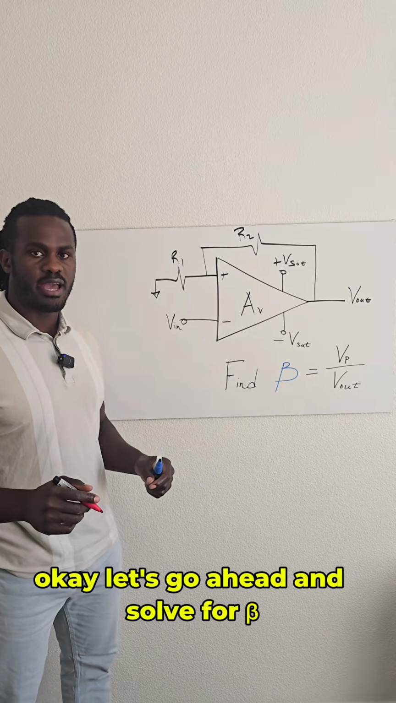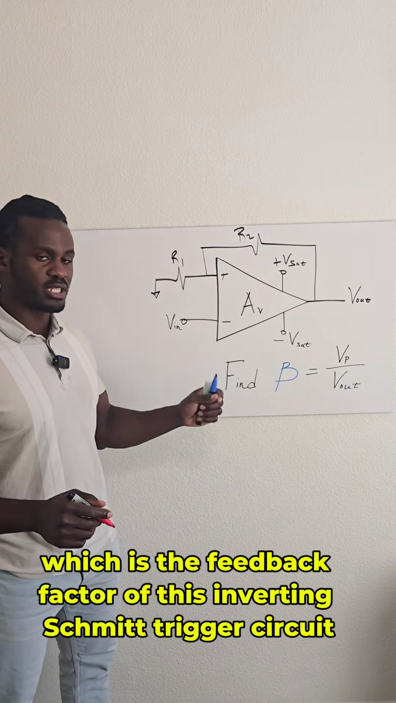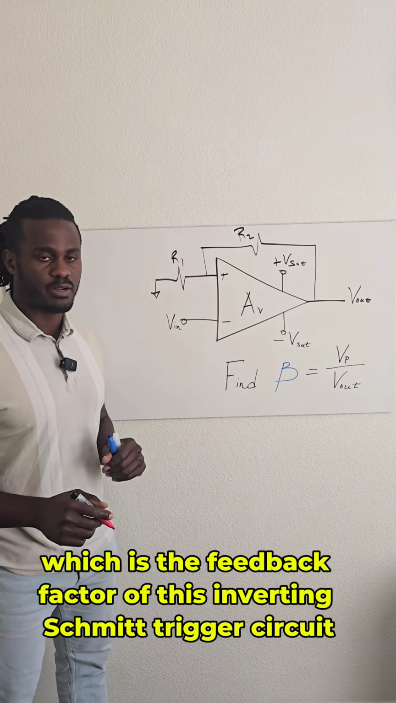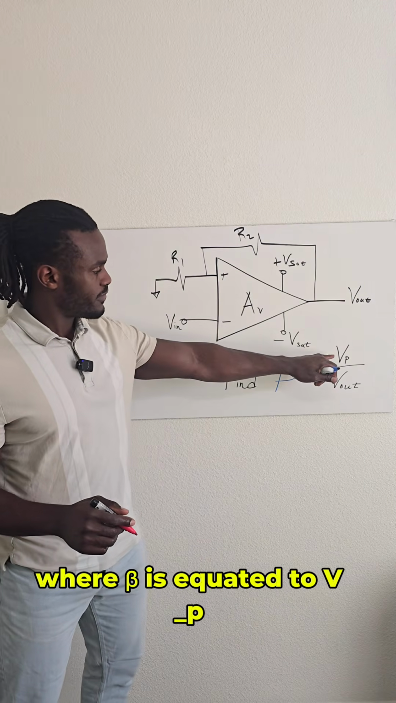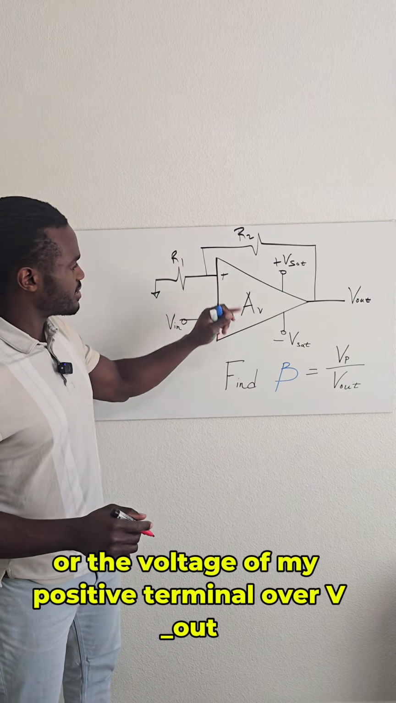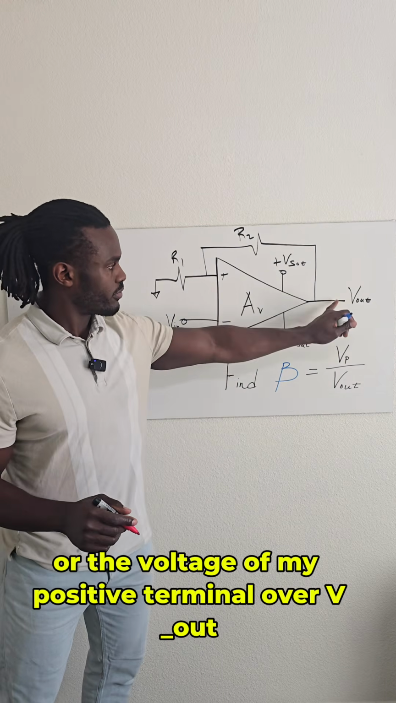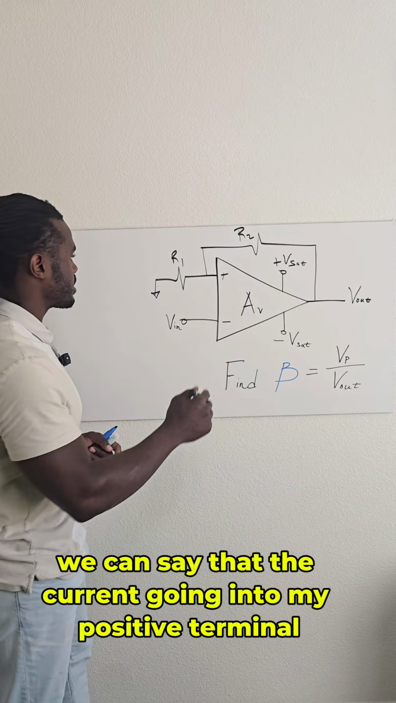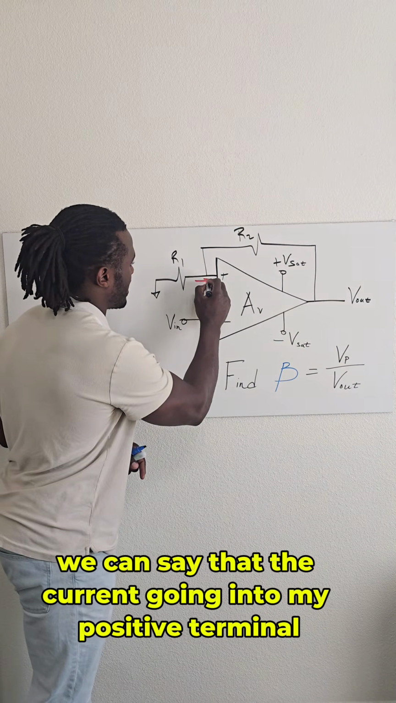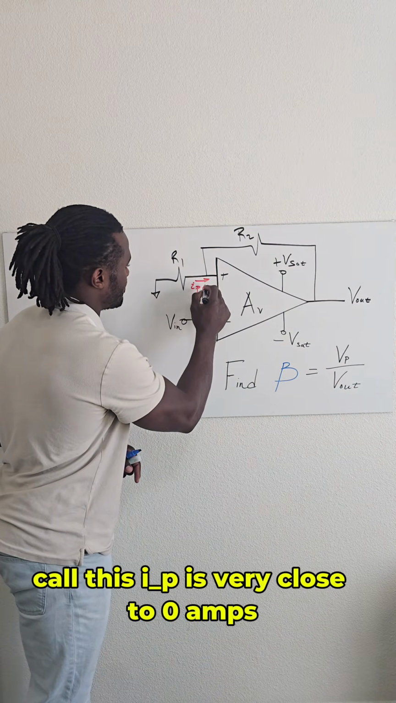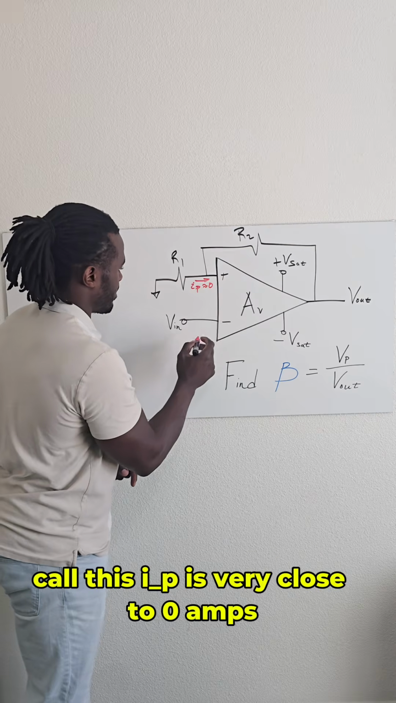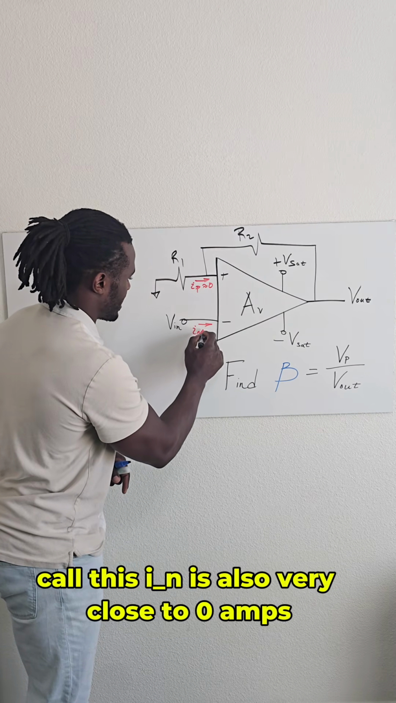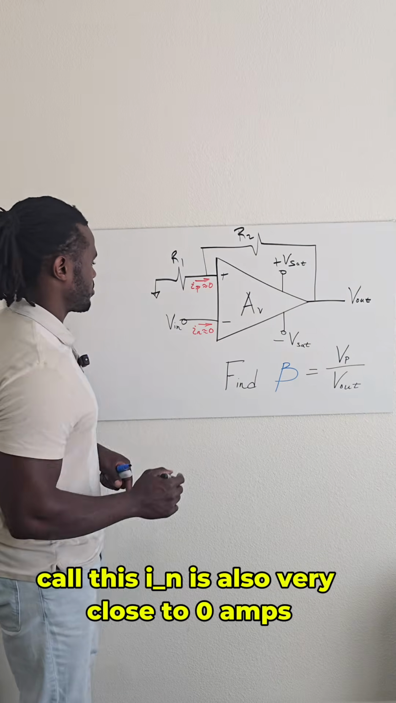Okay, let's go ahead and solve for beta, which is the feedback factor of this inverting Schmitt trigger circuit, where beta is equated to Vp, the voltage at my positive terminal, over Vout, the voltage output. We know that for an ideal op amp, the current going into my positive terminal, call this Ip, is very close to 0 amps, and the current going into my negative terminal, call this In, is also very close to 0 amps.